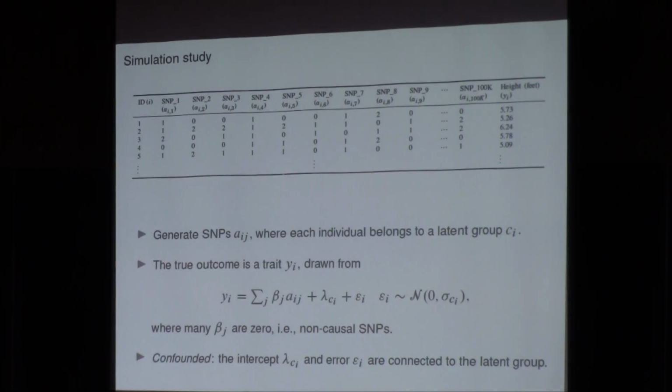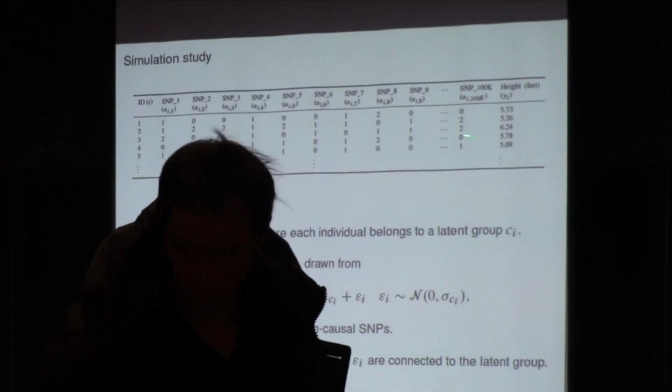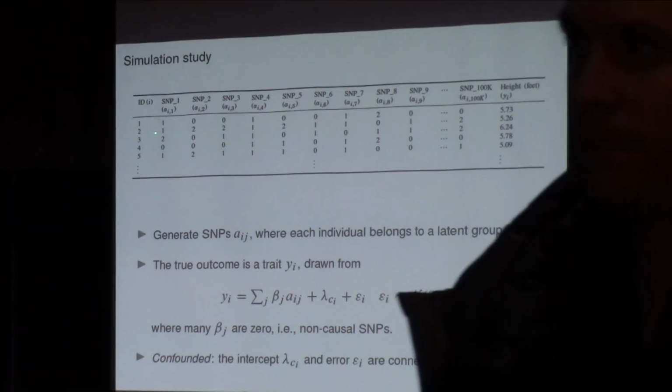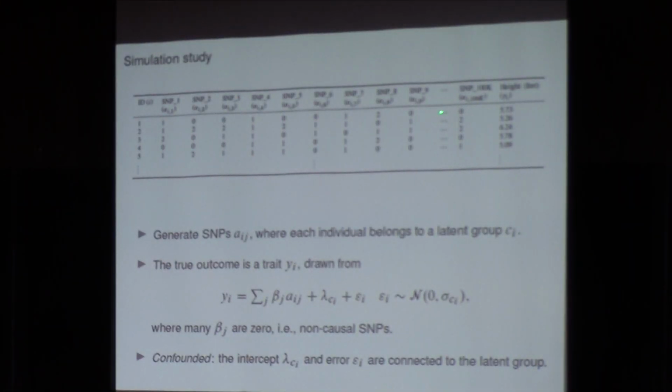So we did a simulation. Here's the data. Our trait is going to be height, okay? And each unit here is an individual, and there are many, many SNPs for each individual, 100,000 SNPs. SNPs have values 0, 1, or 2, whether you have 2 major alleles, the most popular one, 1 major and 1 minor, or 2 minor alleles. That's how they're often measured in this particular type of data.